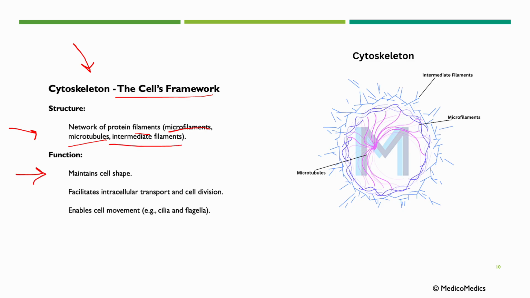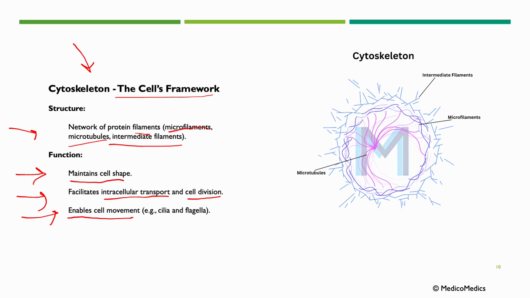What is the function of the cytoskeleton? Is to maintain the cell shape. It's to facilitate intracellular transport and cell division. Furthermore, another function is that it enables cell movement. So what the cytoskeleton does is that it provides the cell structure and furthermore provides transport routes.